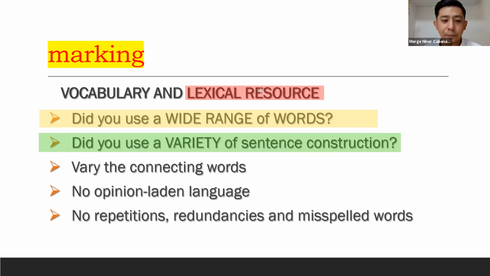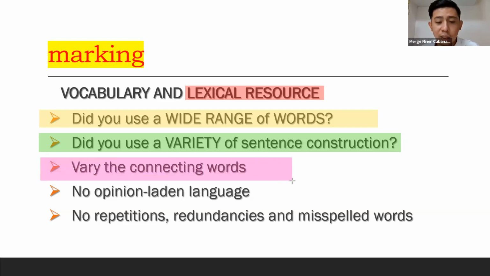Now, connecting words. You will be using connecting words, as I've mentioned, right? I've mentioned the use of your connecting words in coherence and cohesion. You will be using connecting devices, but we don't just have to use one or two. As much as possible, use a variety of connecting words. We have a lot of connecting devices that you can use to your advantage. So feel free to use all of them. If you want, feel free to use some of them, but don't just use one or two of them for the entire discussion, okay?